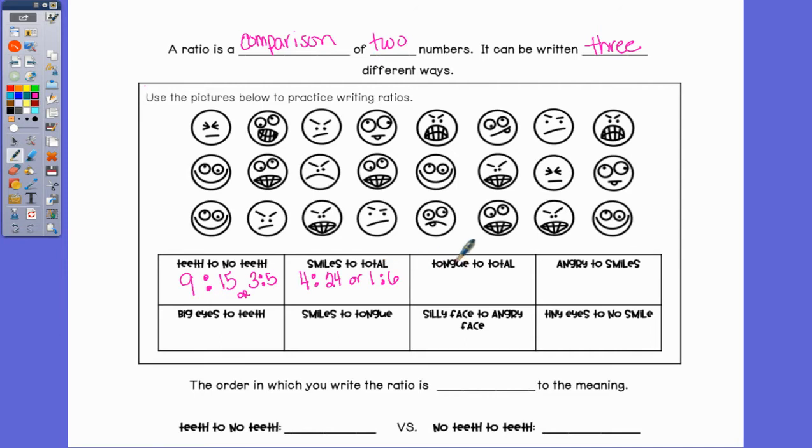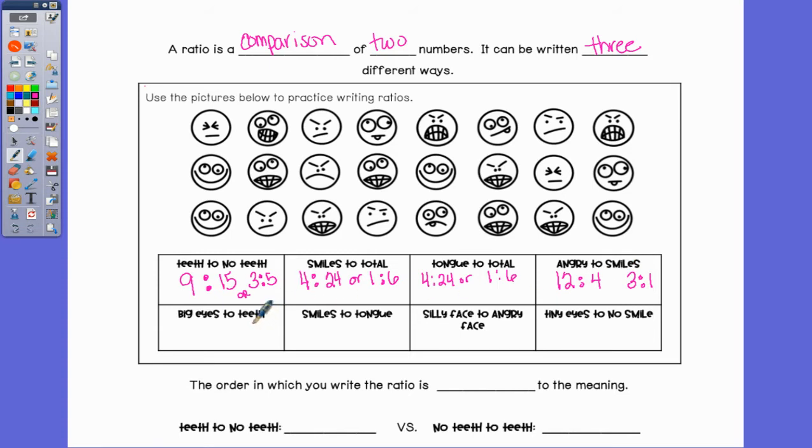Okay, next one we're going to do is tongue to total. I see 1, 2, 3, 4. I see 4 tongues to total, which is the exact same that we just did. That's also 1 to 6. Angry to smiles. Ooh, I see lots of angry faces. 1, 2, 3, 4, 5, 6, 7, 8, 9, 10, 11. Oh, there's 12 angry faces to only 4 smiles. If I simplify this, I can divide both by 4. I get 3 to 1. So there are 3 angry faces to every 1 smiley face.